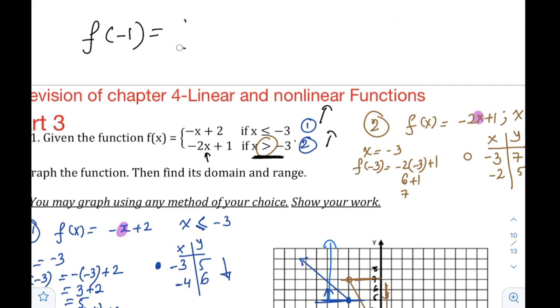So minus 1 should be replaced here in this part, not the previous one. So I will use the second function, not the first one, replacing the x with minus 1. So it will be 2 plus 1, which is 3. So this is the answer.